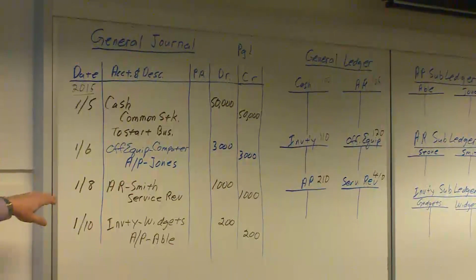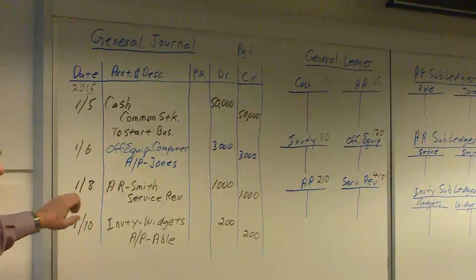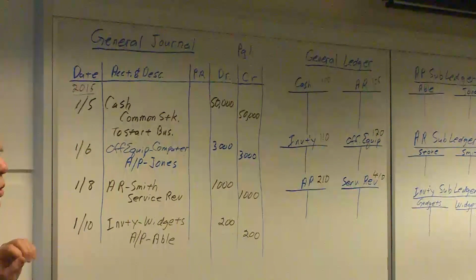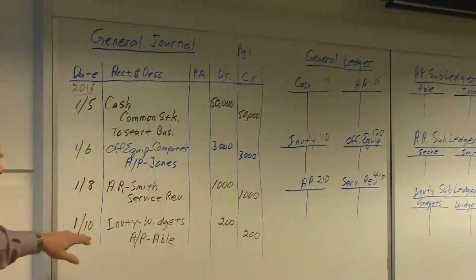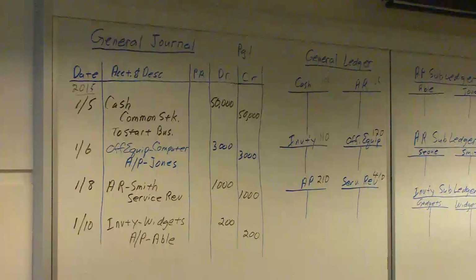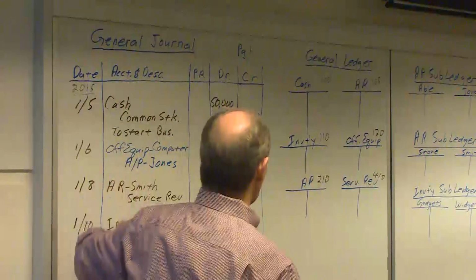Then we use that computer to perform a service, maybe do a tax return for somebody. So we debited accounts receivable when we finished the return, gave it to the client, and we credit service revenue. Then we're also going to have some inventory, and we're going to sell that later, so we need to purchase the inventory. So we debit inventory widgets, particular inventory item, and we credit accounts payable to Able Company. So we've recorded all these items here.